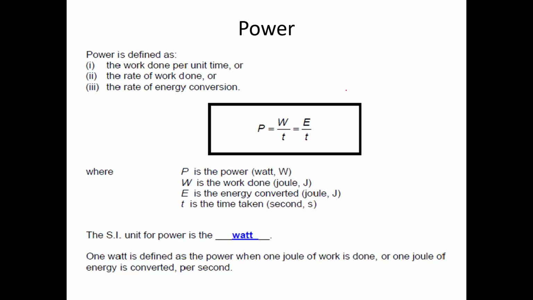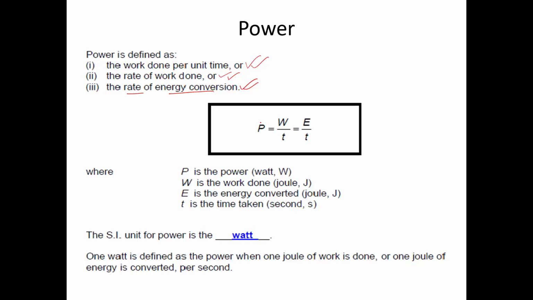Or in another way you can say, it is the rate of work done. Either you can call it the rate of work done or work done per unit time. Or you can define it as the rate of energy conversion. So you can define it in any of the ways. Right? So what is the definition of power? Power is defined as the amount of work done per unit time.